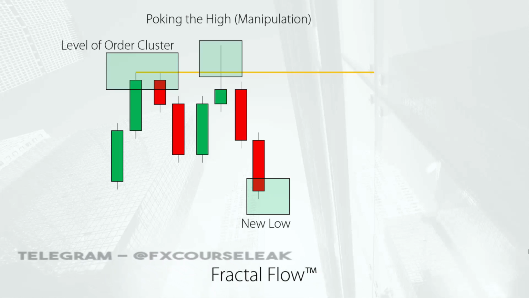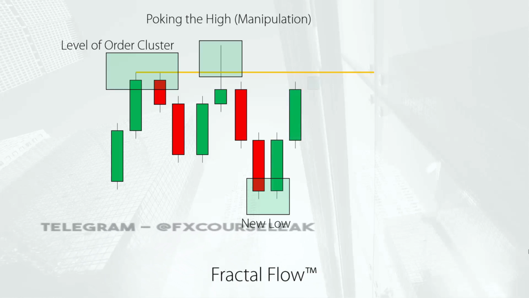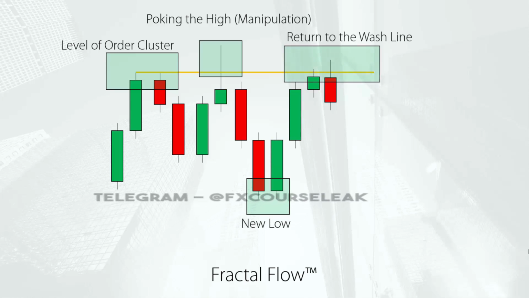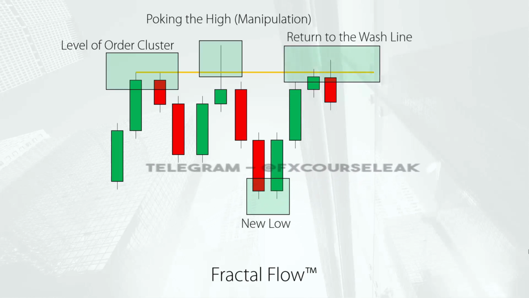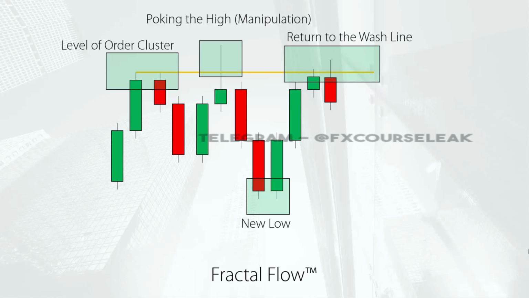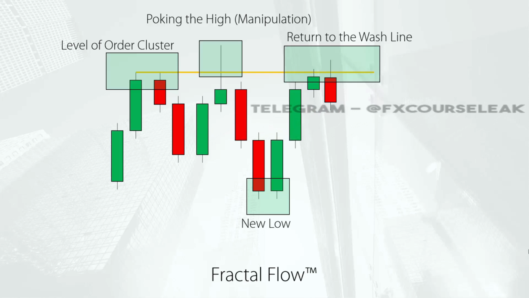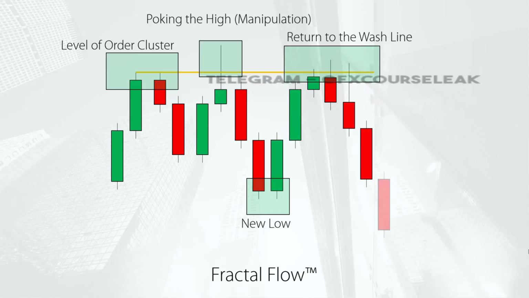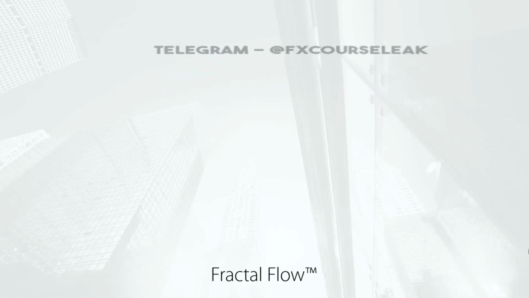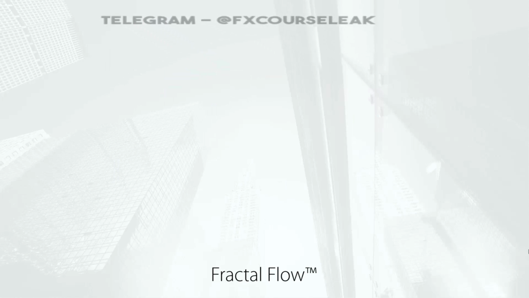Oftentimes you will notice that price comes back to the level of the wash line. It's important to observe what price does if it comes back there, and if you find signs that price is respecting that line and slowing down, you can think about a trade opportunity. The same exact situation obviously happens in the opposite market direction, but all the elements are mirrored.